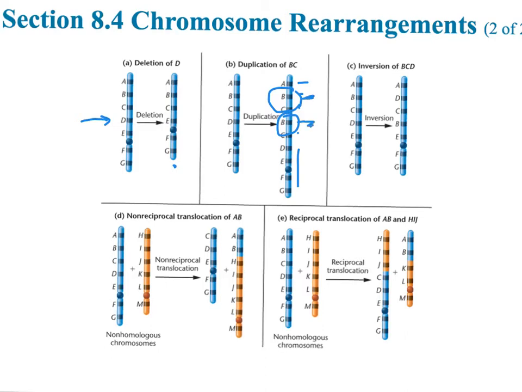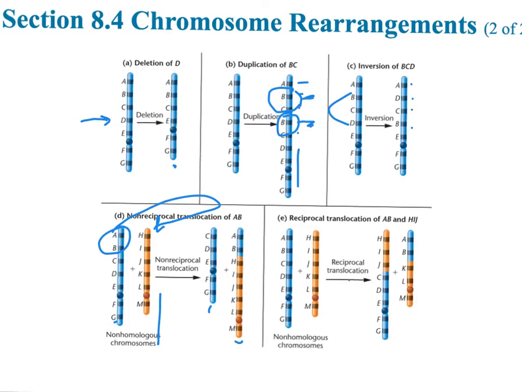And then the inversion right here is with B and D. So you have your A, B, C, D, but then you get A, D, C, B. So the D and the B got inverted or swapped spots. And then down here in non-reciprocal translocation, you wind up with some of the blue chromosome cutting off, where you have your A and B, and the A and the B right there come off and go over to this chromosome. So the new chromosome is a lot longer now, but the old chromosome is shorter.